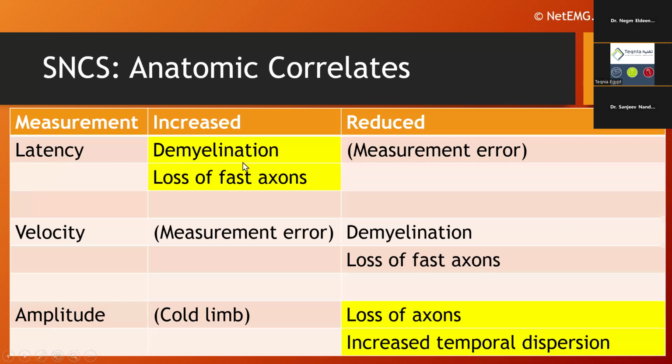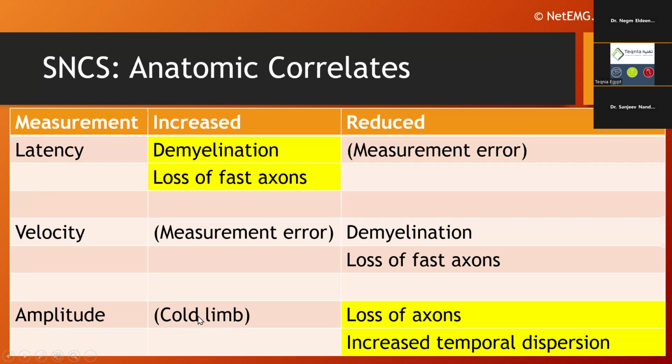You get increased latency due to demyelination or loss of fast axons. Increased velocity, again, would be a measurement error. It cannot happen due to pathology. You can have reduced velocity due to demyelination or loss of fast axons. Amplitude doesn't increase, but you may get a false sense of high amplitude if the limb is cold.